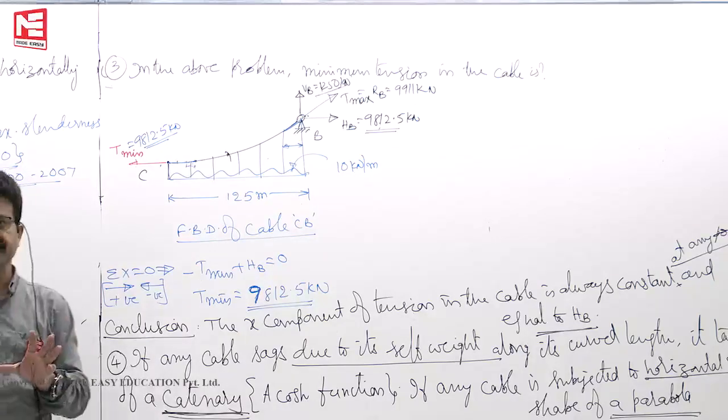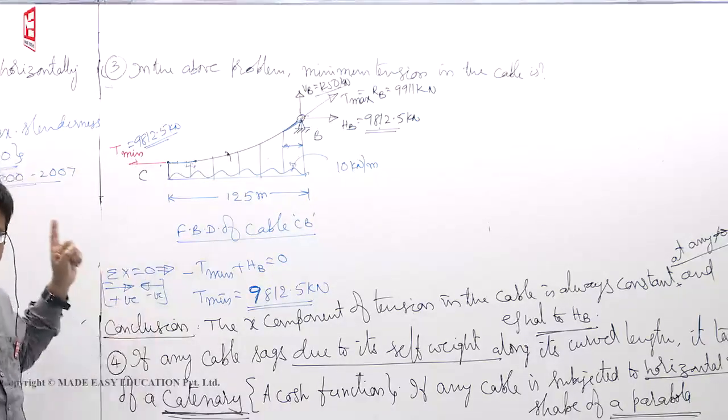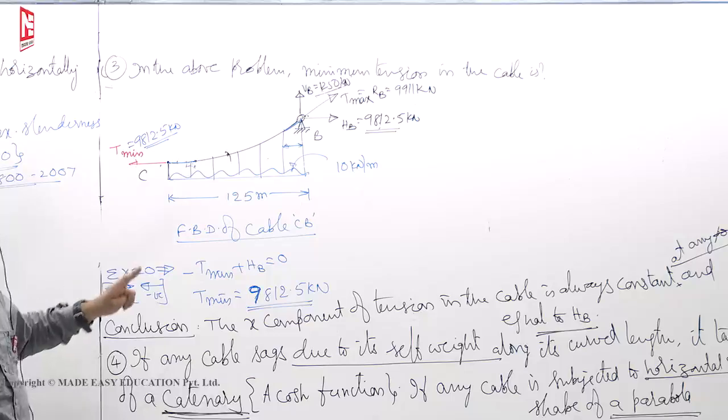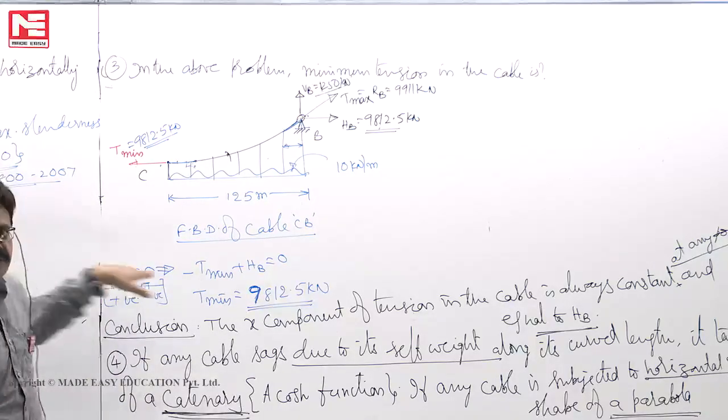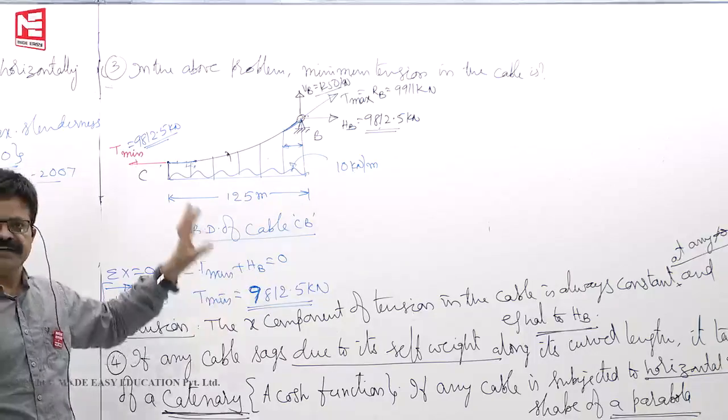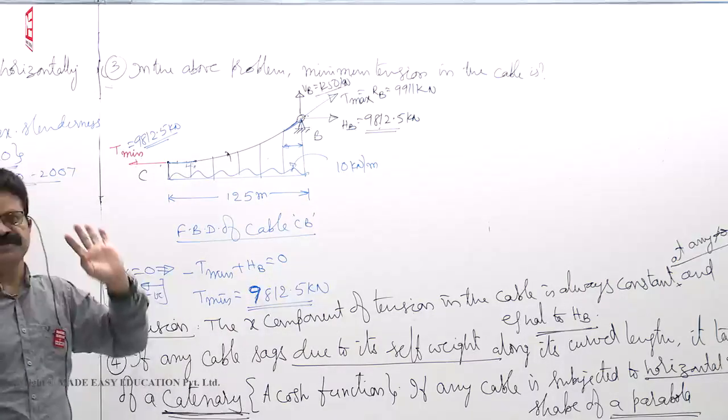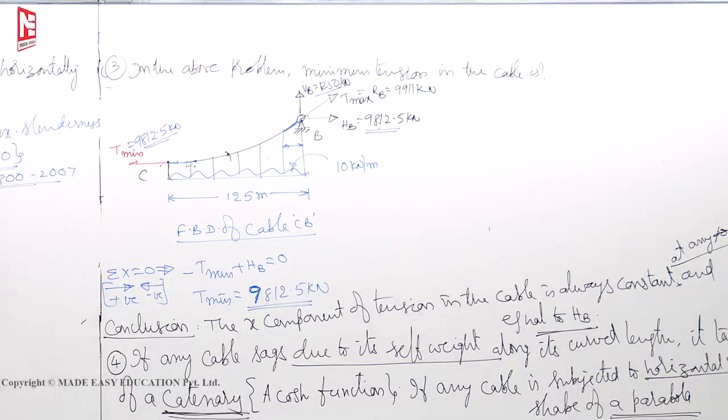In the exam, you have to be careful. Is he asking the shape of the curve due to its self weight or the shape of the curve due to horizontal load? Accordingly, you have to answer catenary or parabola. Next, the fifth point.